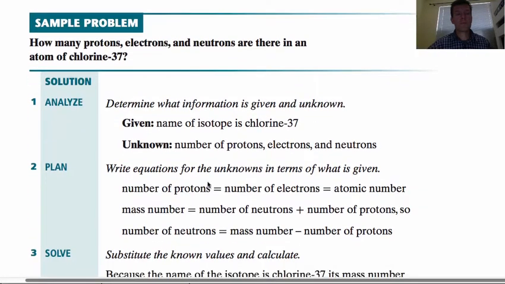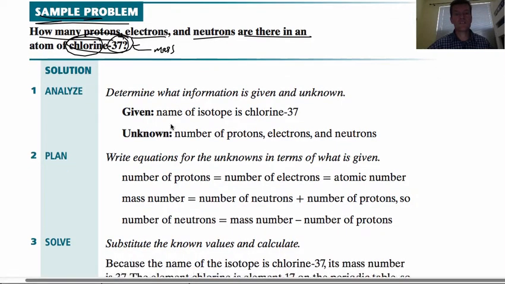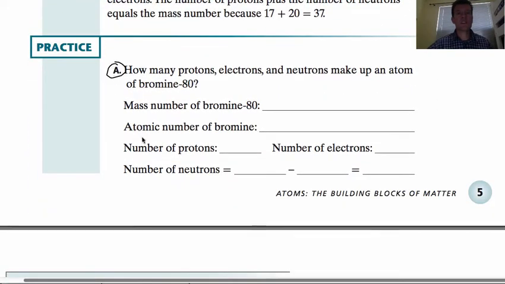Okay? Alright, walk through this sample problem and see if you can understand how many protons, electrons, and neutrons there are in chlorine 37. Again, chlorine 37 is telling you the mass, and then for chlorine, you'd have to look up the atomic number and know how many protons, and then the difference would give you the number of neutrons. Okay? Try this practice A as well.